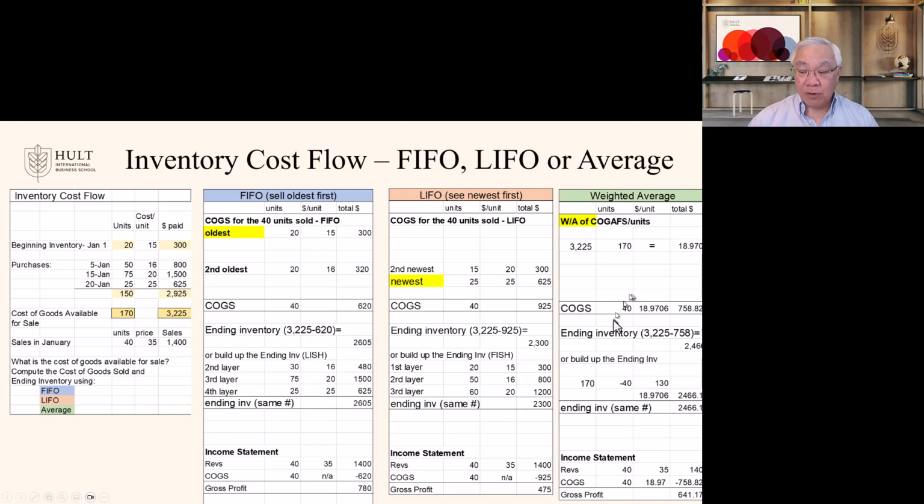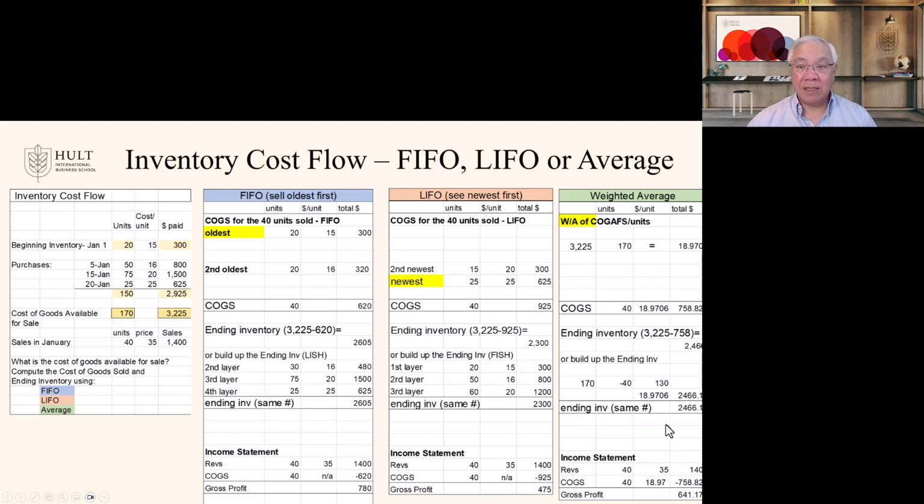All right, so we have 40 units times this 18.97 equals 758 cost of goods sold. We could do the same thing: 3225 minus 758 equals our ending inventory of 2468. And we could build it up in reverse by saying, okay, we had 170, we sold 40, so we have 130 left. 130 times 18.97 equals that same number of 2466, right? So again, it squares up.